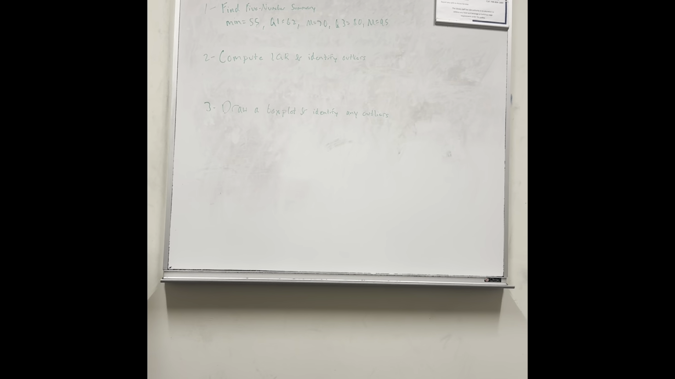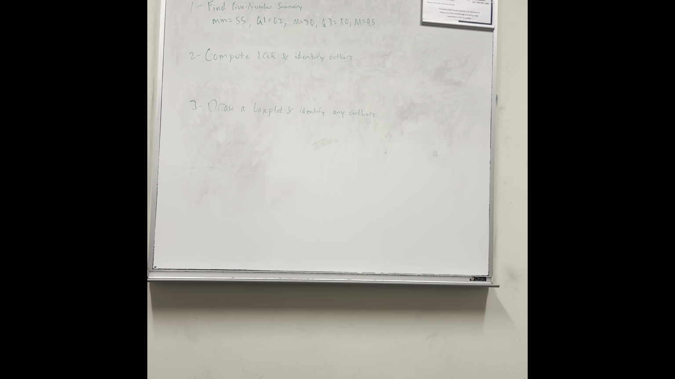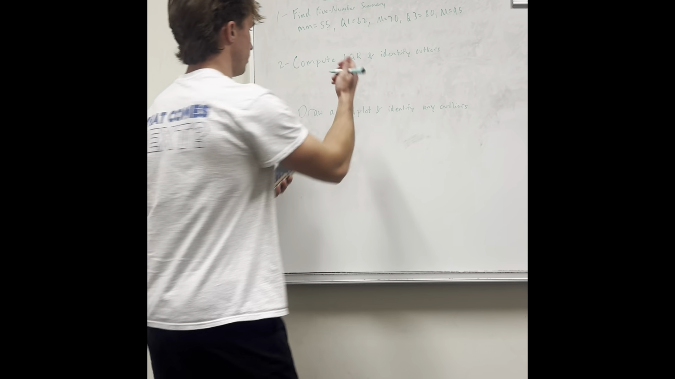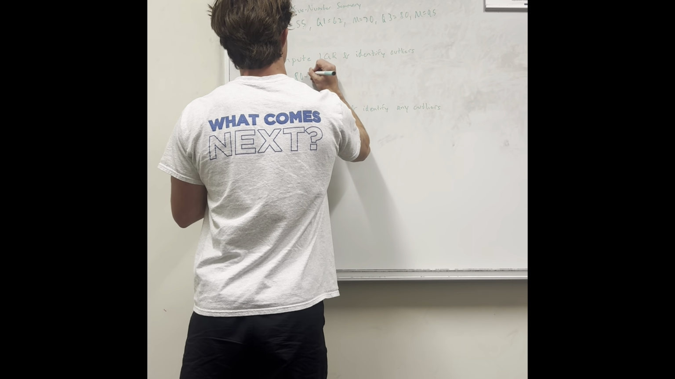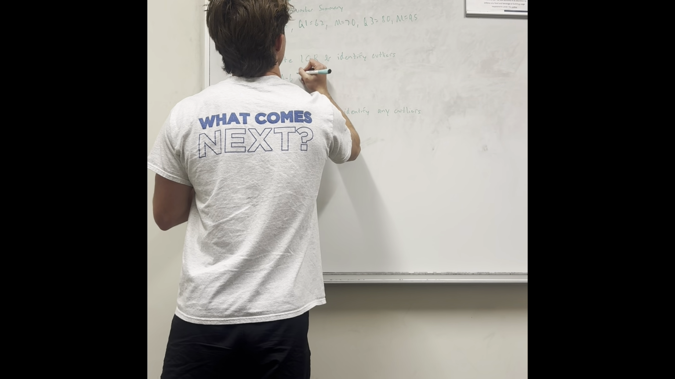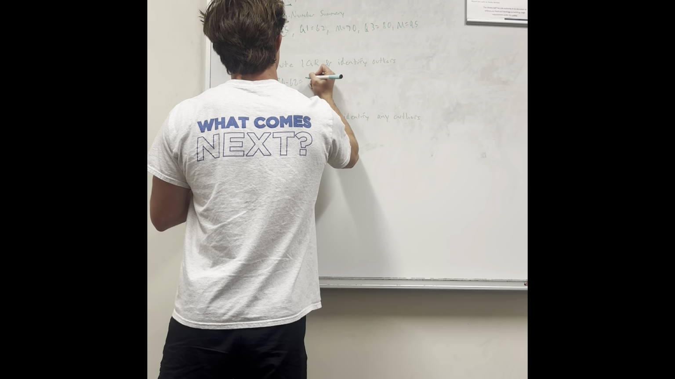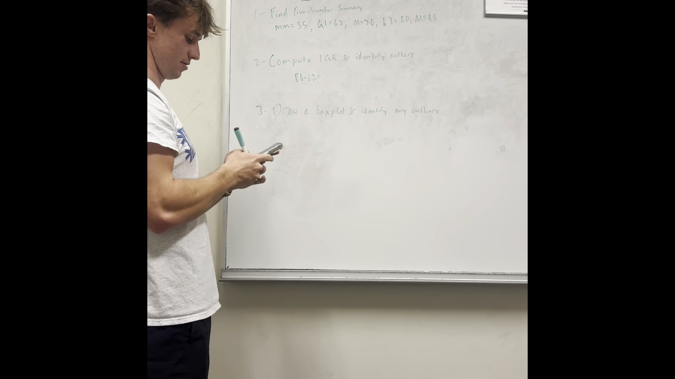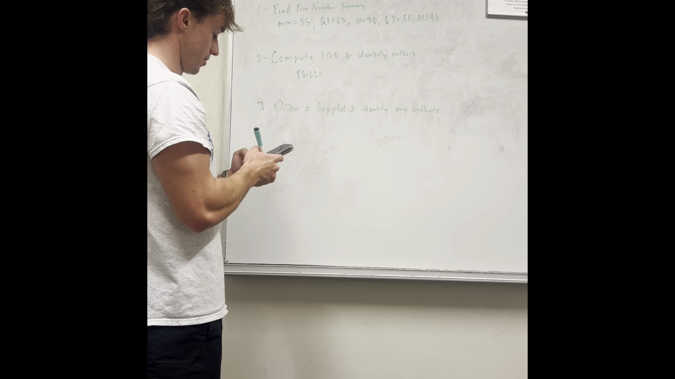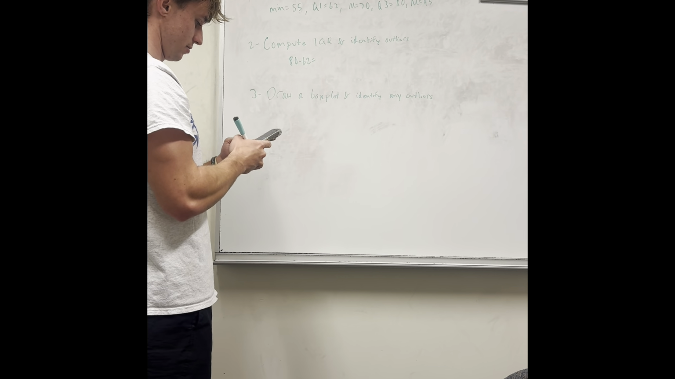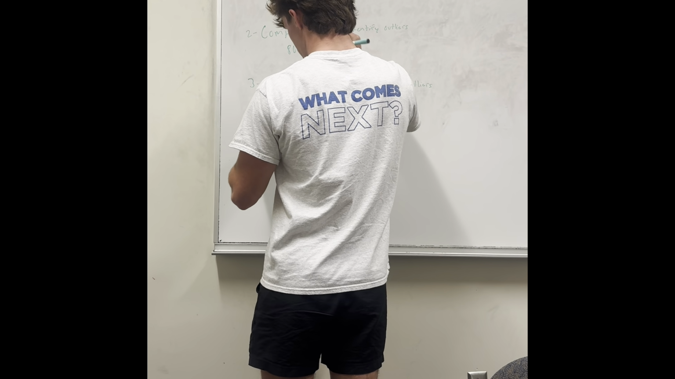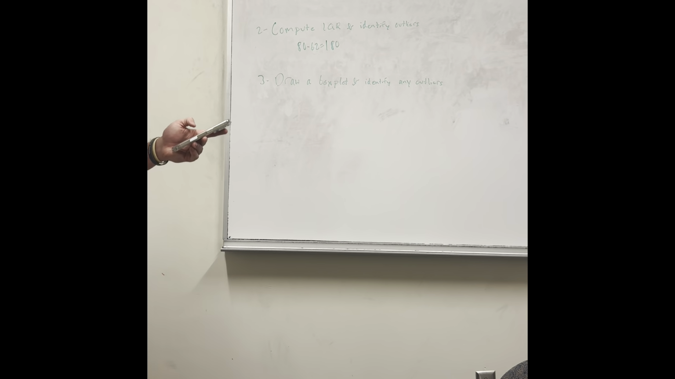And then number 2 tells us to compute the IQR. To compute that, you would just take Q3 minus Q1, so it would be 80 minus 62, sorry, which equals 18. So that is our interquartile range, our IQR. Now we have to identify any outliers.